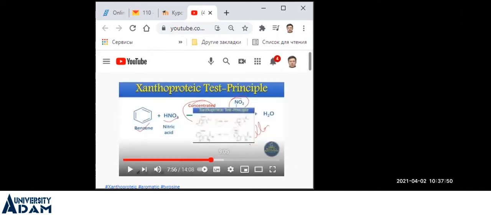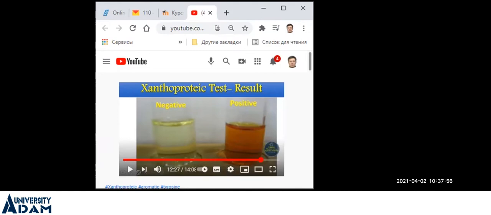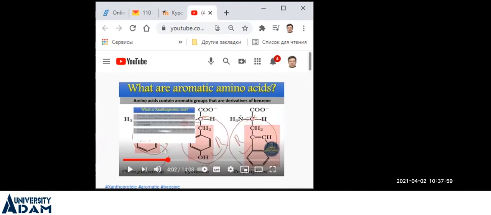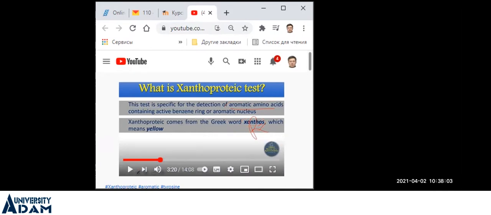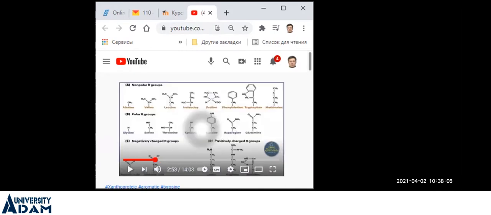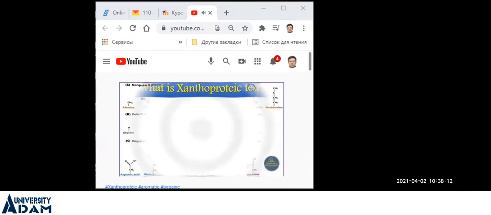Okay, let's see the principle. Let's start. We have 3 amino acids which are aromatic, so we are going to see them.